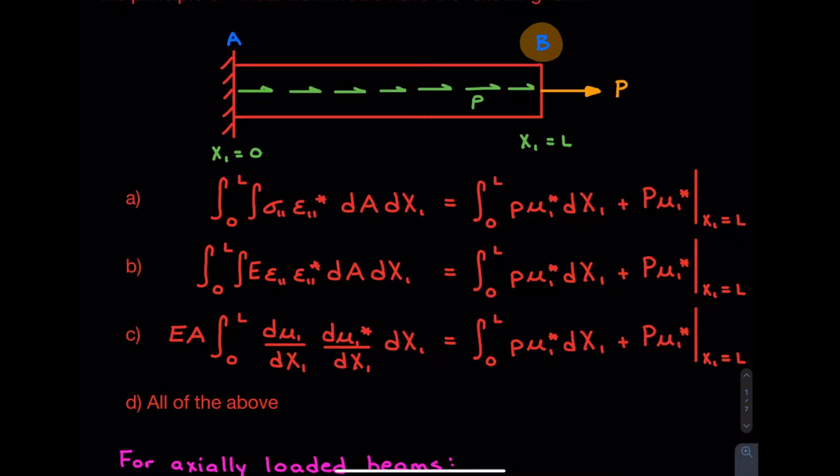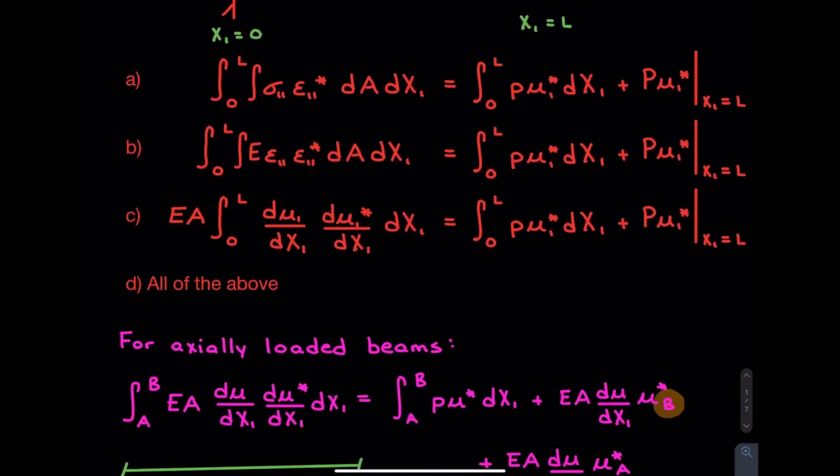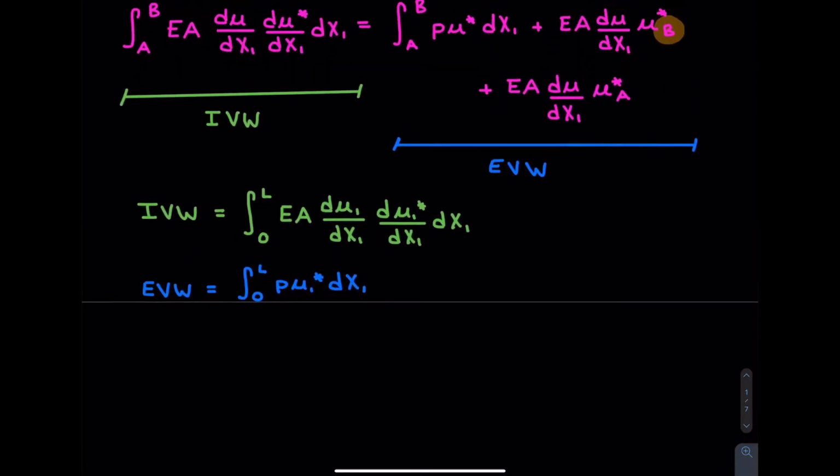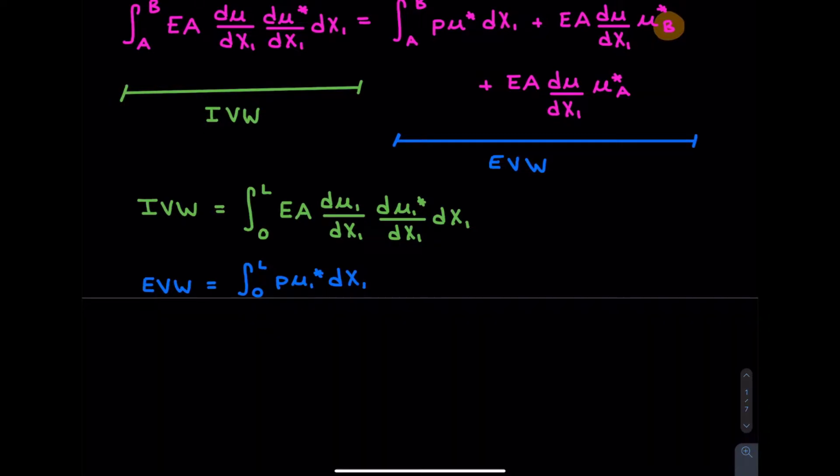Once I pull with that force P, of course that point B is going to move a little bit to the right. So what I'm going to do is come down here and say, all right, since we know that we have that, I can include this term. So I'm going to go plus EA multiplied by the first derivative of that displacement function. So that's going to be du1 with respect to dx1. And then multiplied by u star at B.